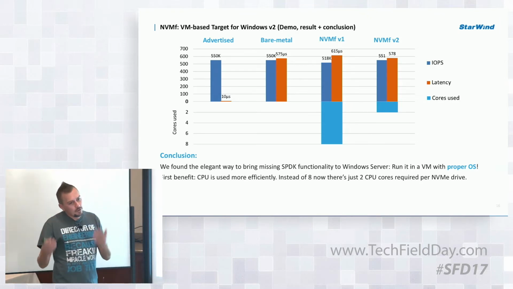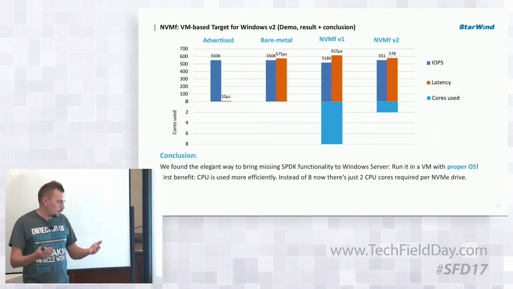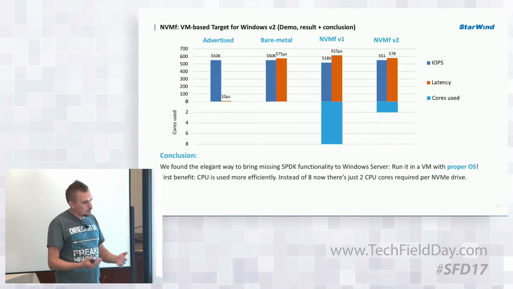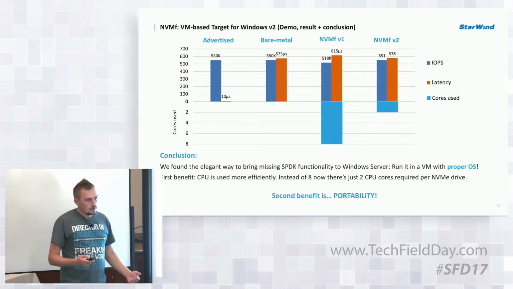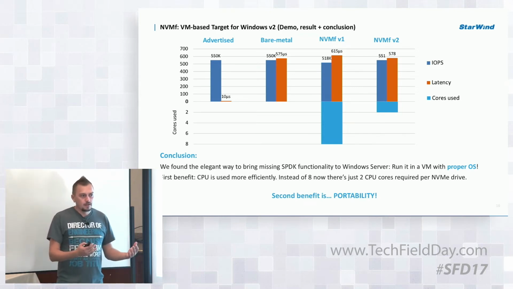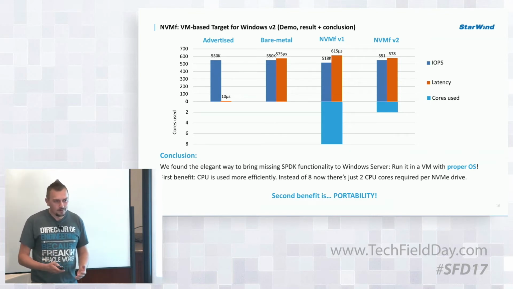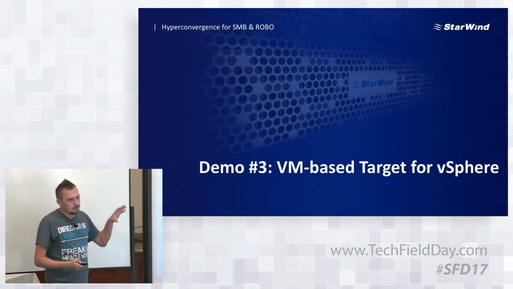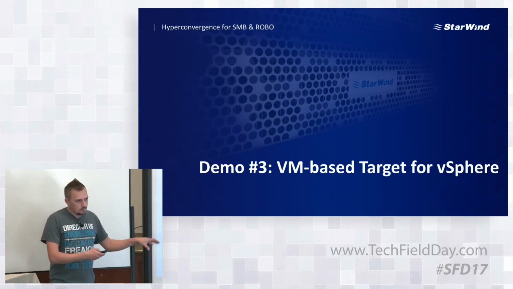We are running it in a virtual machine with a proper operating system, and the first benefit is that CPU is used more efficiently, with less latency. Instead of 8 cores, it's only 2, which is great. Another benefit, not very obvious, is portability, because a virtual machine can be moved to another commercial or free hypervisor. So we go to the third demo, where we run exactly the same virtual machine with our target on VMware vSphere.